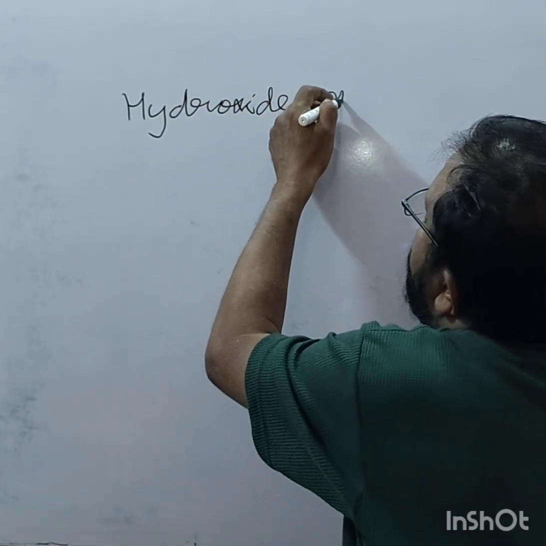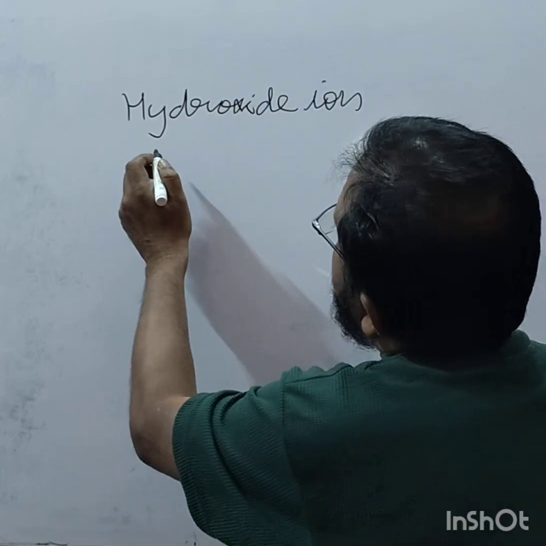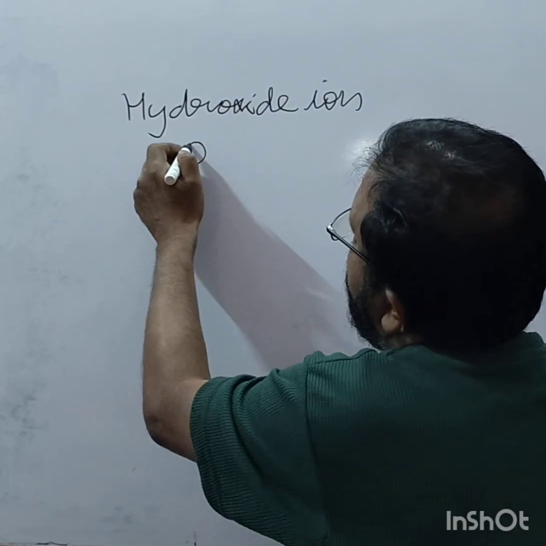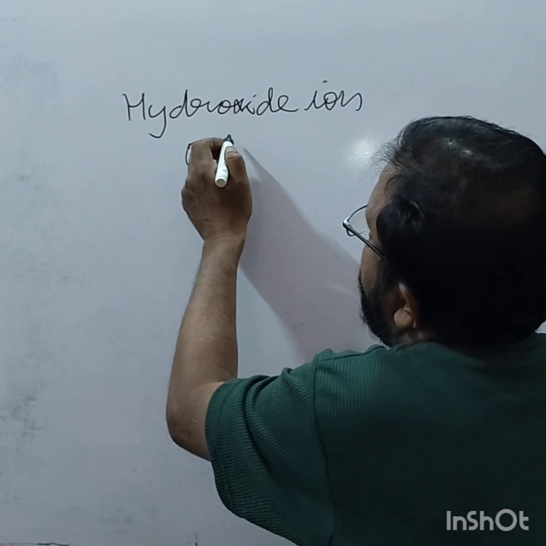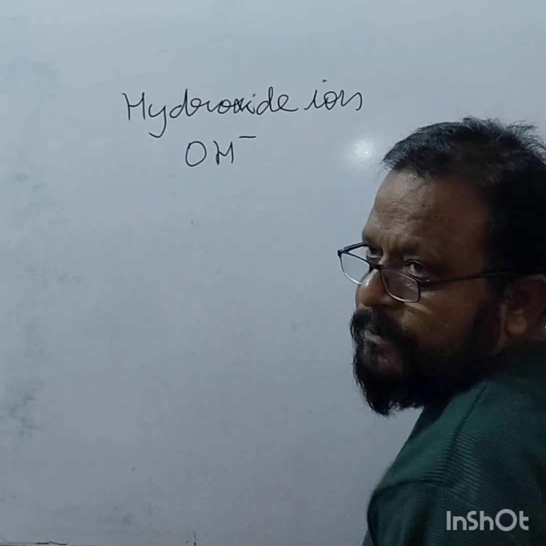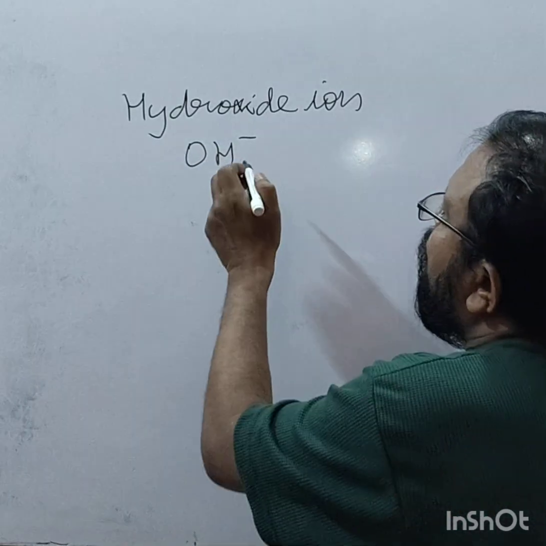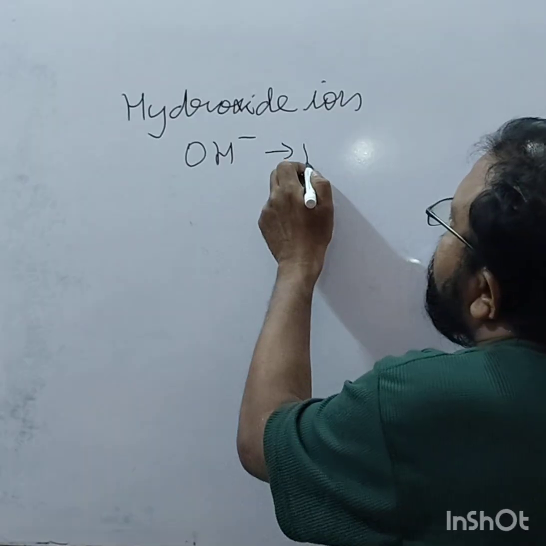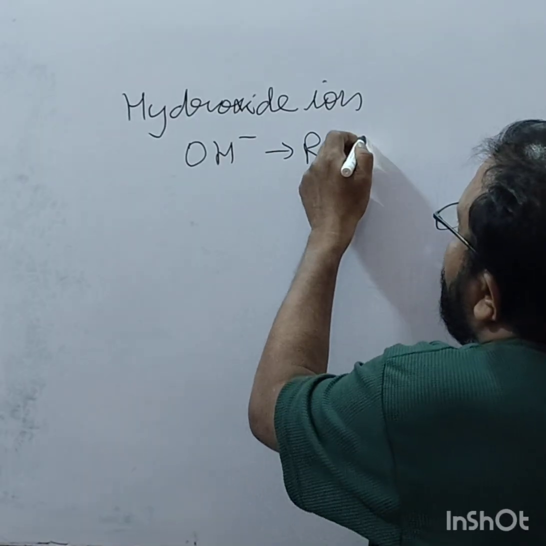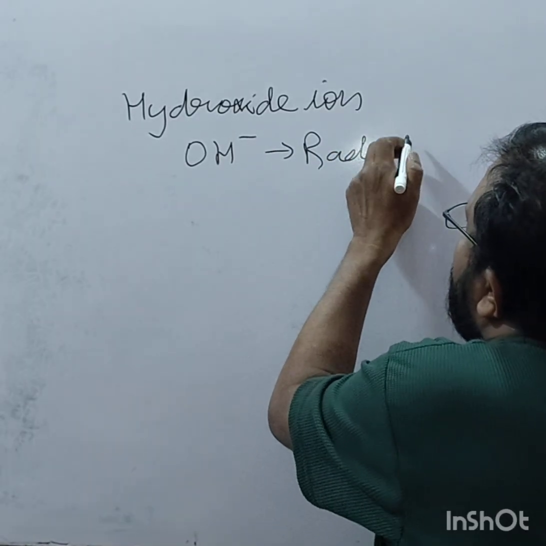Hydroxide ion is what? Hydroxide ion is OH 1 minus, right? It is what? It is a radical. Radical.